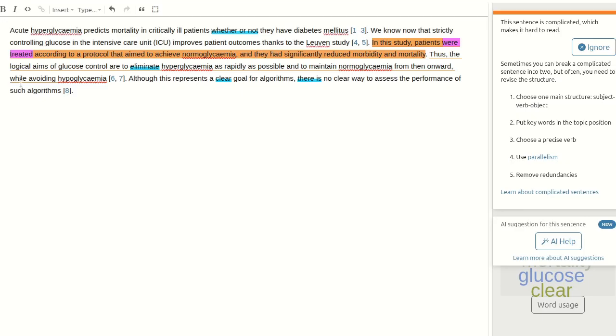Thus, the logical aims of glucose control, notice here again the abstract subject in the topic position, are to eliminate hyperglycemia as rapidly as possible and to maintain normal glycemia from then onward while avoiding hypoglycemia. Here we've got some nice parallelism, to eliminate and to maintain. However, we have another orange sentence. Let's see if we can do something with this sentence to reduce the wordiness, to make it a bit lighter and easy to read. The logical aims of, normally an aim I can put in a verb.